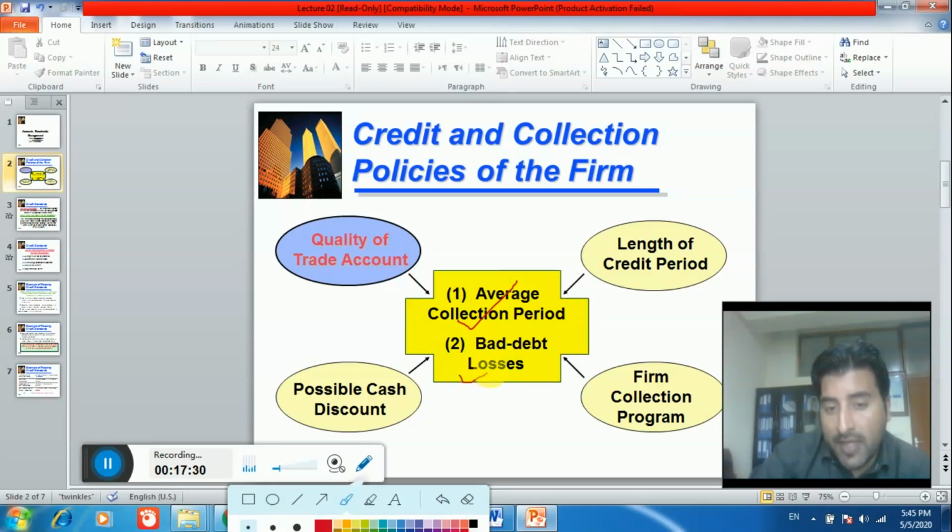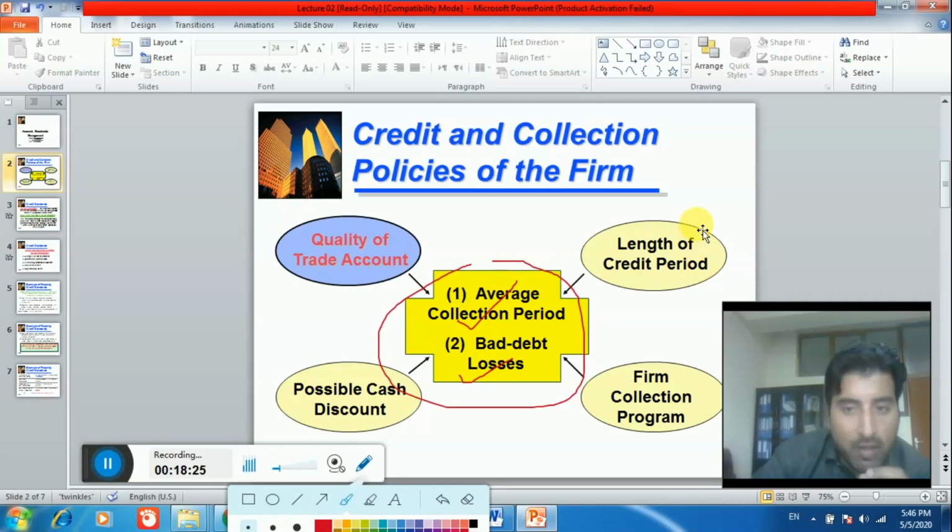The second problem is that a particular person may become default. Default means you cannot collect from him, because you did not consider beforehand who he is and what his credit quality is. So if you are not careful about all these variables, there is a possibility of extending the collection period, and also a problem that customers may not pay on time or may default. Now we discuss how the quality of trade account affects account receivable in terms of these two things, and then we will discuss with a numerical example how the length of credit period affects account receivable.